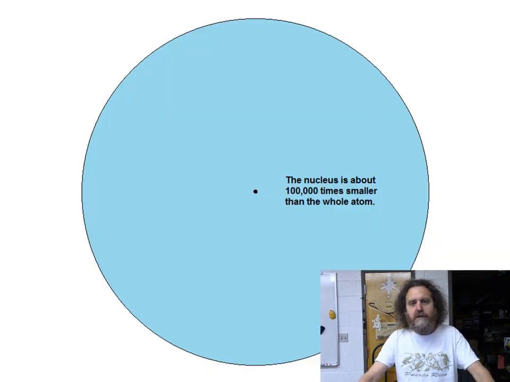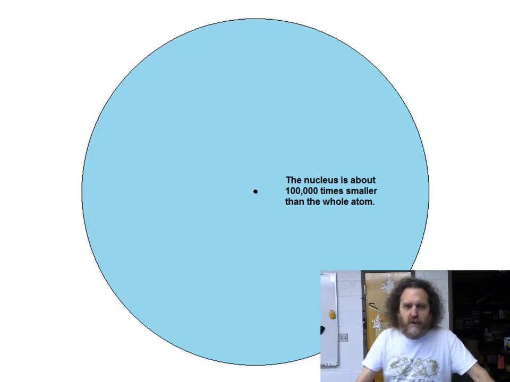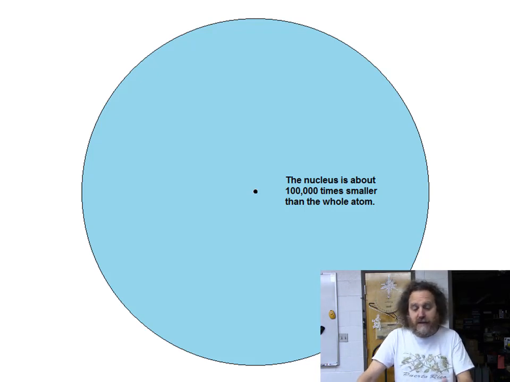Here's a crude diagram of an atom. The dot at the center is supposed to be the atomic nucleus, and then the blue area is the part occupied by the electrons. The electrons sort of cluster around the nucleus. And I've got a note on there. The nucleus is about 100,000 times smaller than the whole atom. So this dot is actually drawn about 1,000 times too big in diameter to accurately represent the relative size.